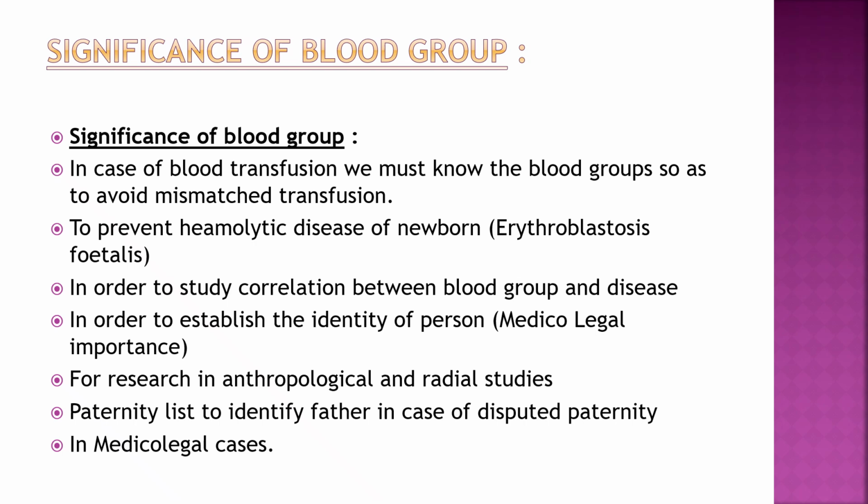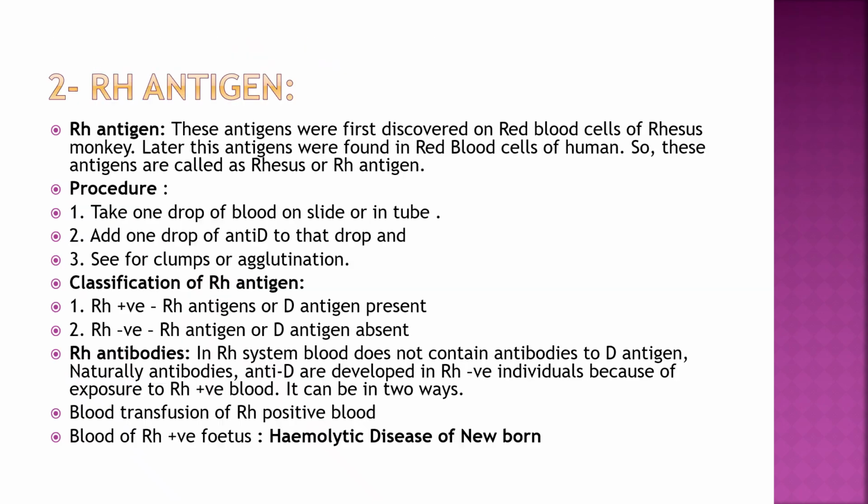Again, for identity purposes and for medico-legal purposes, the blood group should be known. Now a little bit about the Rh antigen. The Rh antigen was discovered in the rhesus monkey. When 1 drop of blood is taken, add 1 drop of anti-D from the kit and look for clumps. If you see clumps, it is Rh positive. If you see no clumps, it is Rh negative.